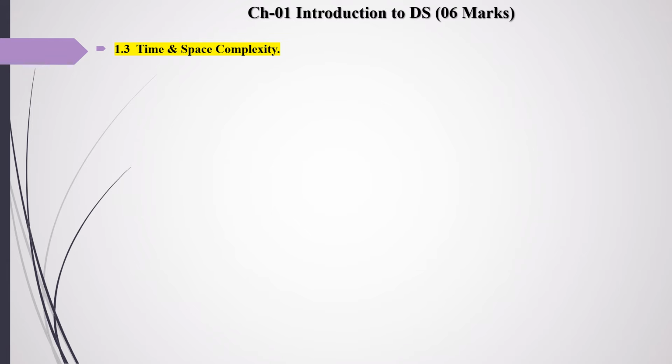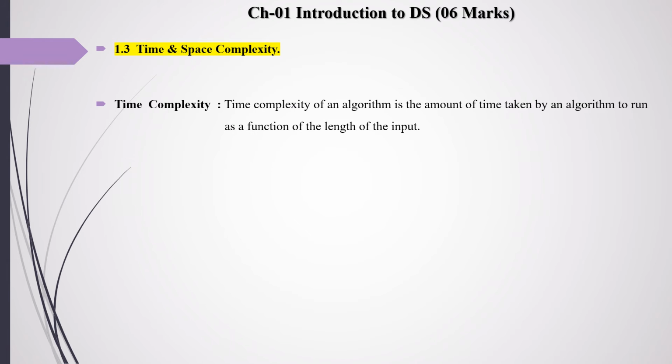Next we see time and space complexity. First we see time complexity. Time complexity of an algorithm is the amount of time taken by an algorithm to run as a function of the length of the input. So simply, the time complexity means time required to execute the code.